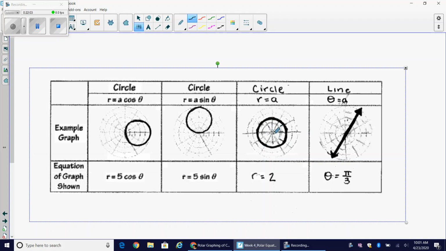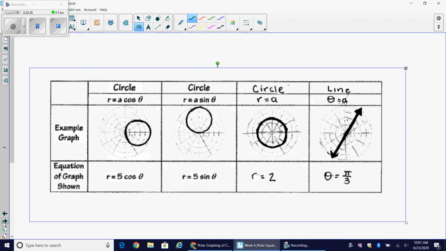Okay, centered at 0, 0, and you get that from just r equals 2. And then the other thing we can see is theta equals some angle of rotation, and that will form a line, meaning it doesn't matter what the radius is. The r can be -5, the r can be +5. As long as theta is pi over 3, you're going to be a point on this line.